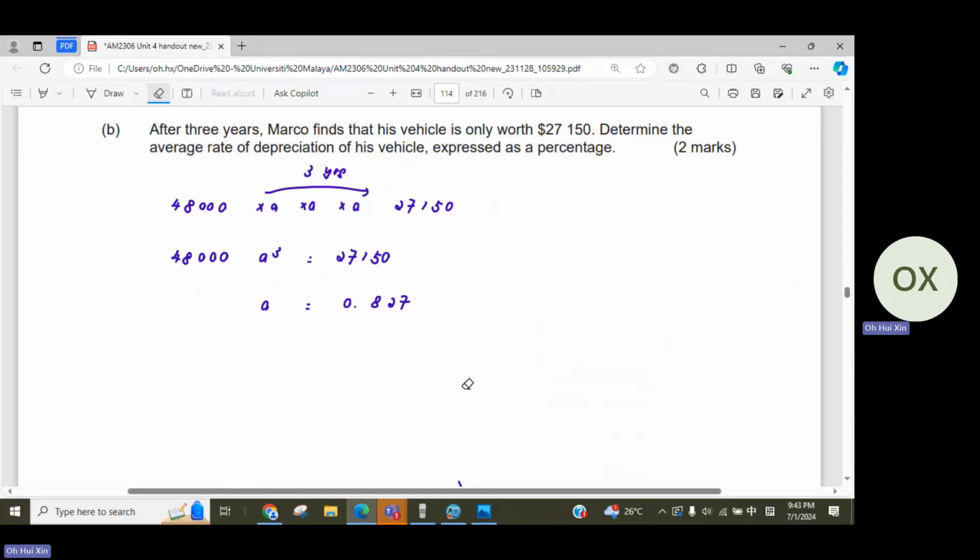Okay, so what happened is that this is the remaining value for the vehicle over each year. After 1 year, the remaining value is 82.8% of the previous value. Then the next year is going to be another 82.7% of the previous year. So if you want to find the rate of depreciation, then we take 100% minus 82.7%. From there, we get 17.3%.